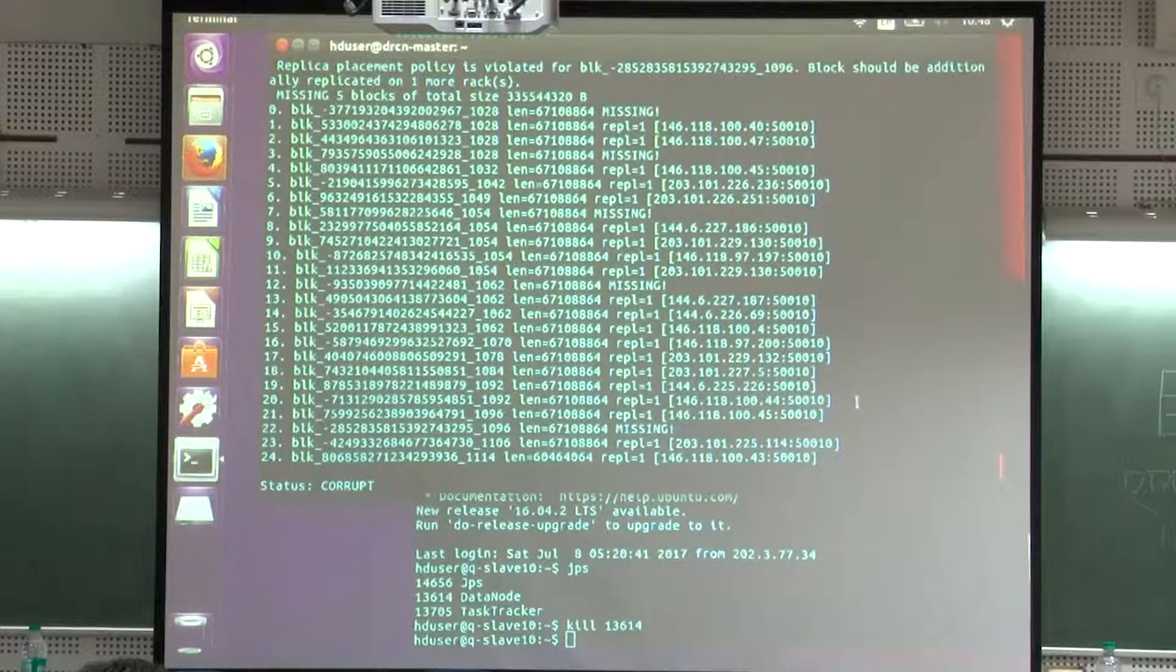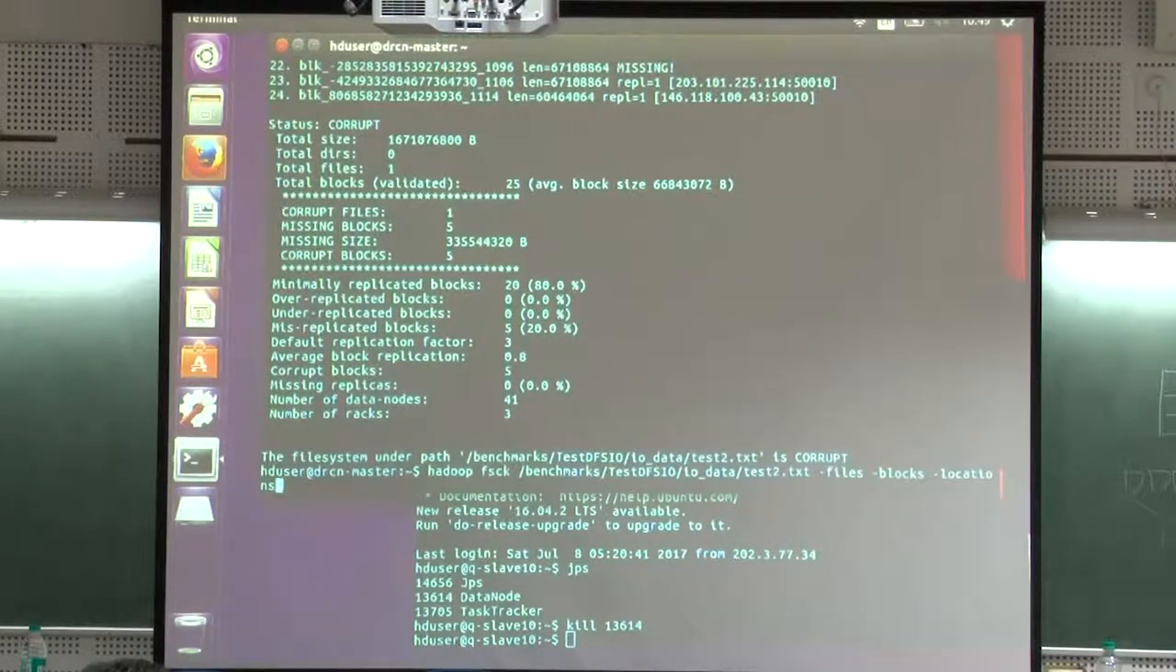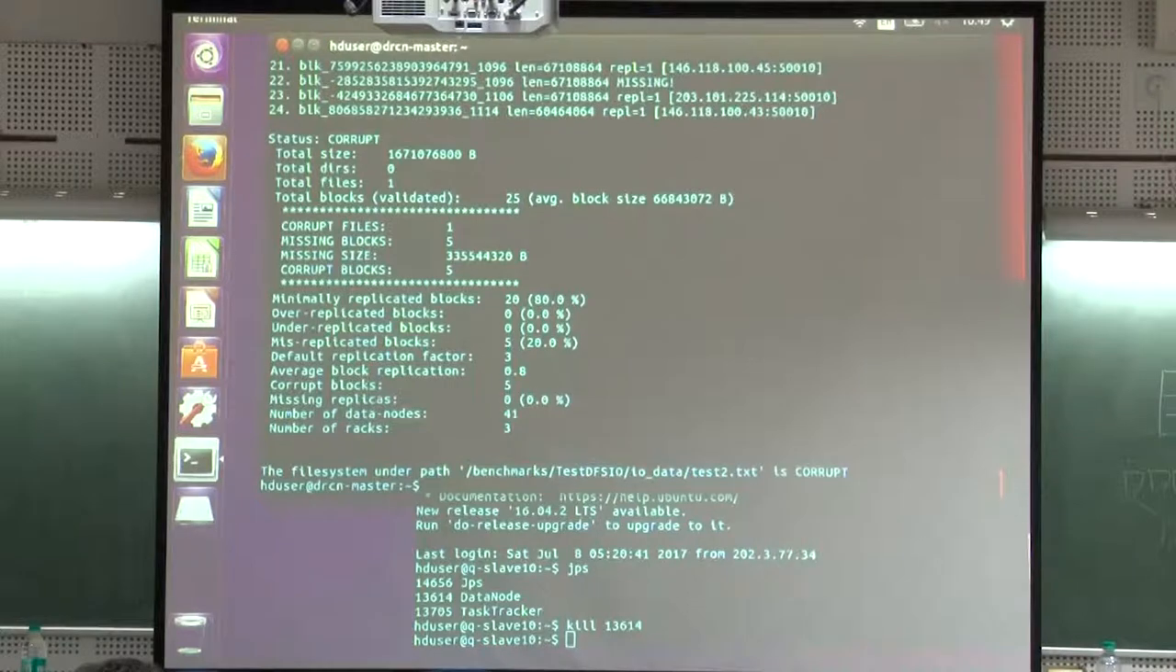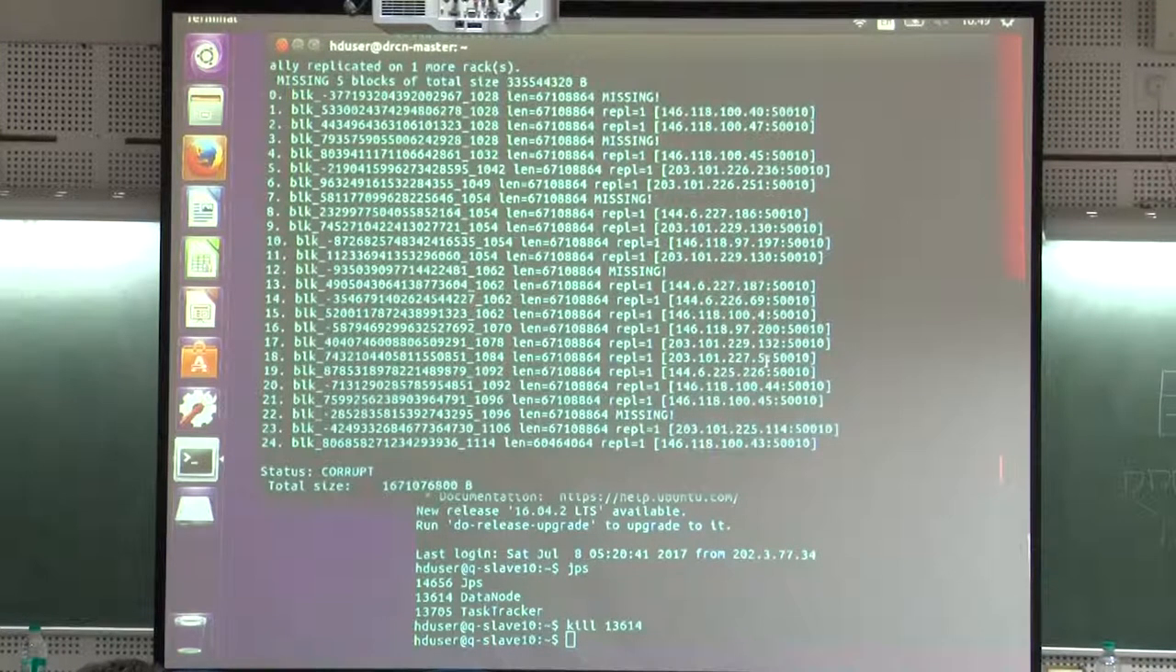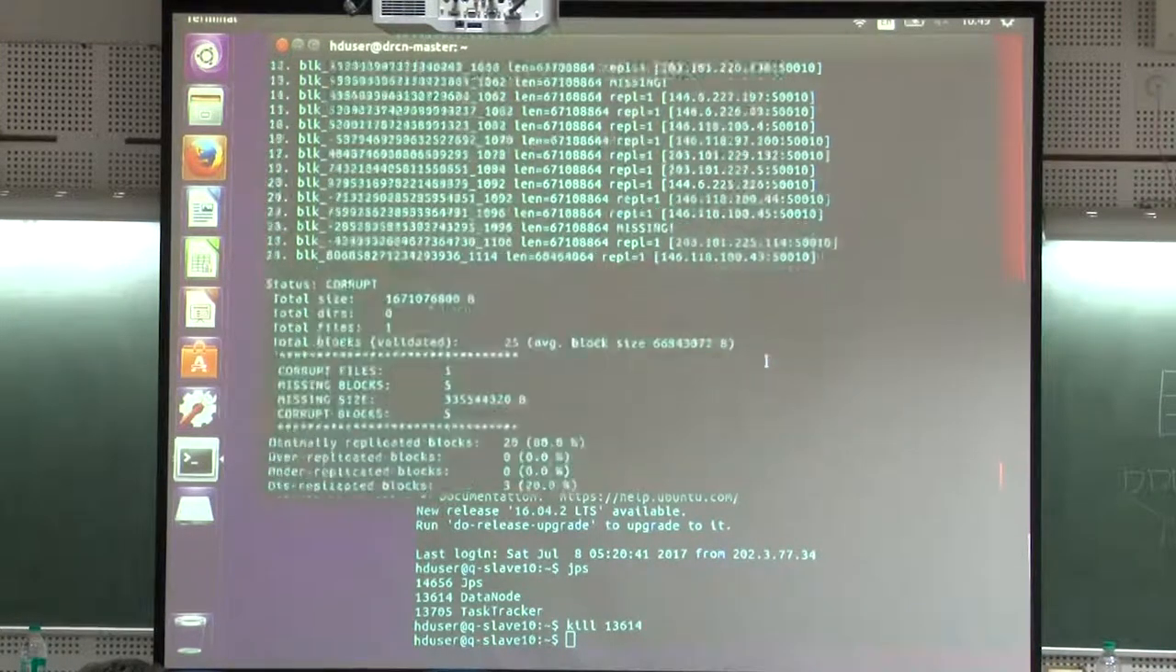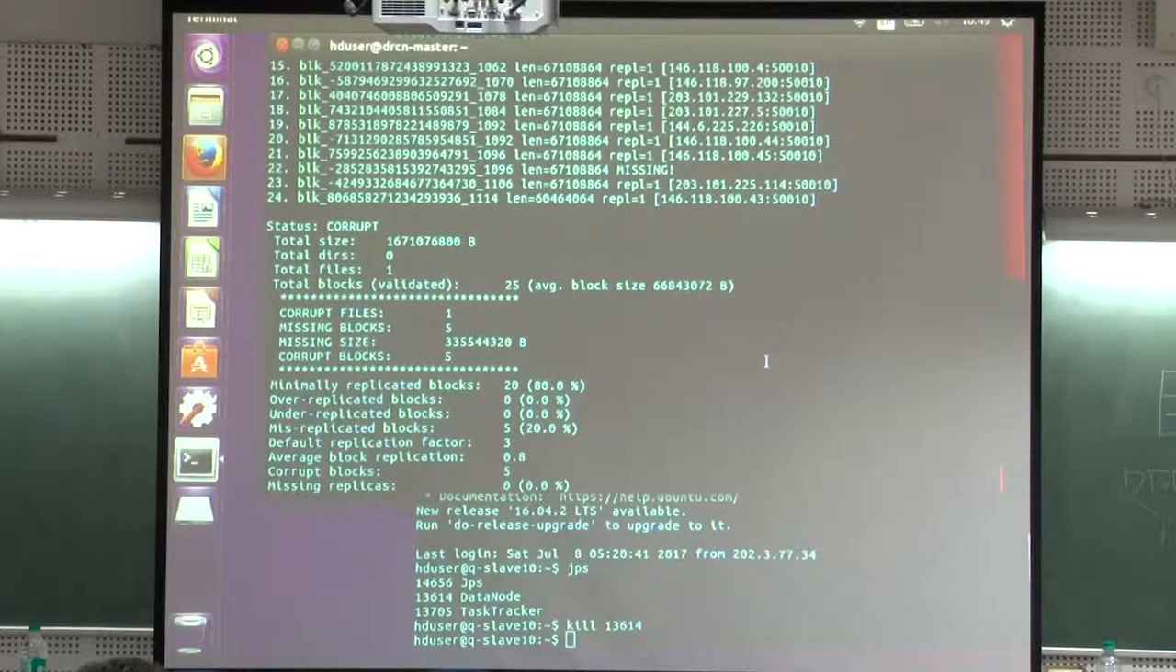Did I kill five nodes? Oh, maybe what happened was one of the IP addresses had more than one block on it. So I might have ended up killing more than one block because it might have been on the same node. So maybe it won't recover. What will it do? I'm not sure here. It may fail perpetually. Maybe you can get an example for that.